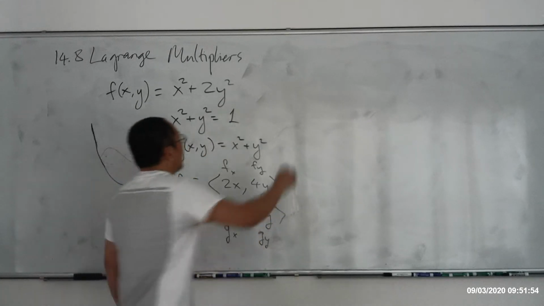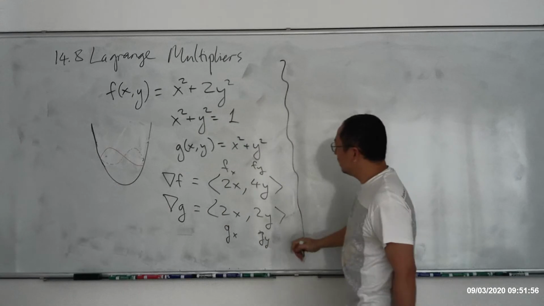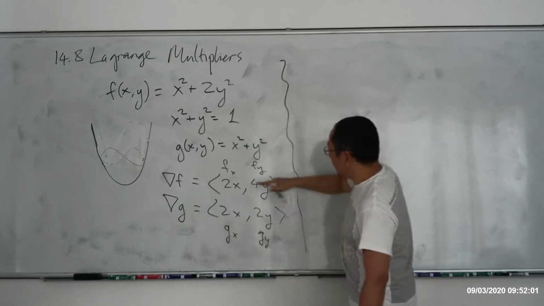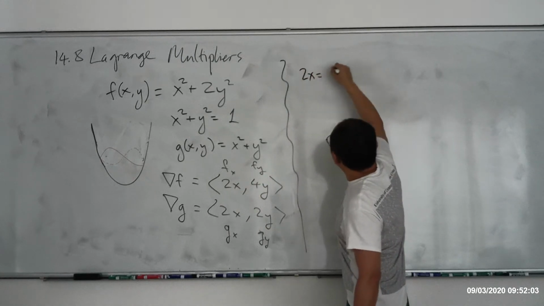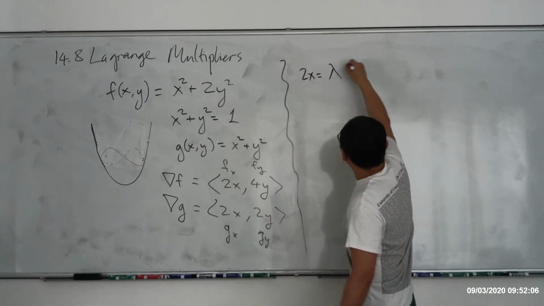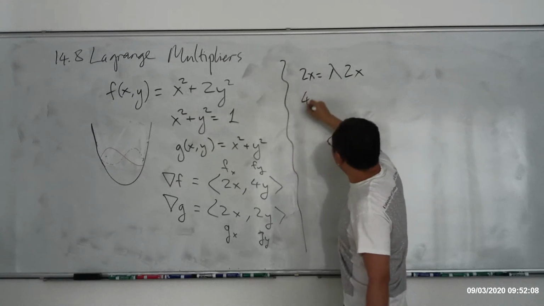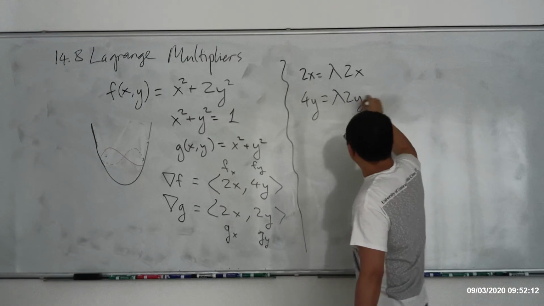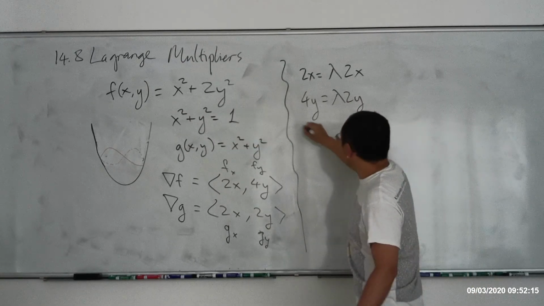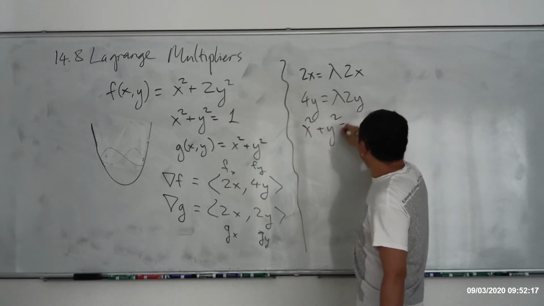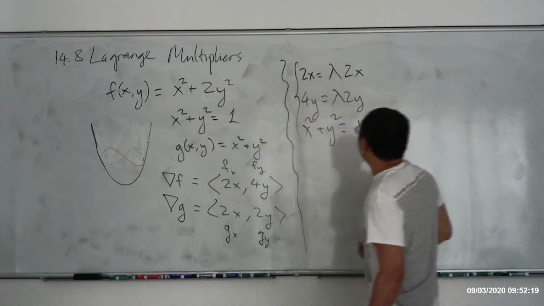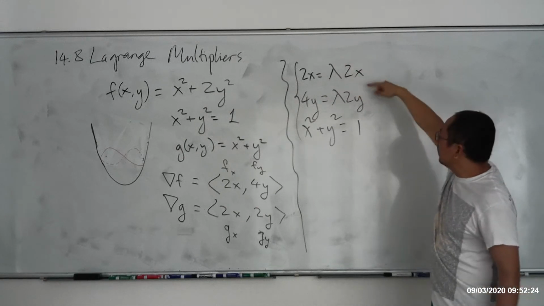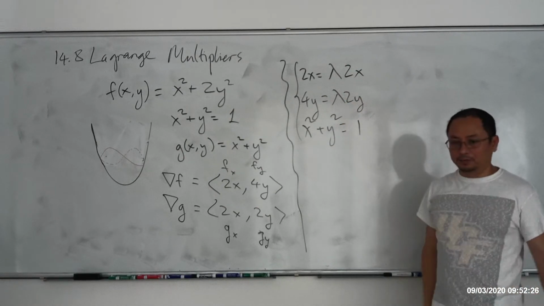Okay? So we have a system of equations. We have gradient f equal to lambda gradient g, which means 2x right here is equal to lambda 2x down here, and then I got 4y here for f equal to lambda 2y there, and I have the constraint x squared plus y squared equal to 1. And my job is to solve a system of, not linear, a system of 3 equations with 3 variables, x, y, and lambda.